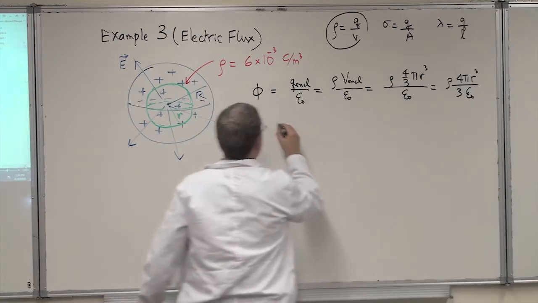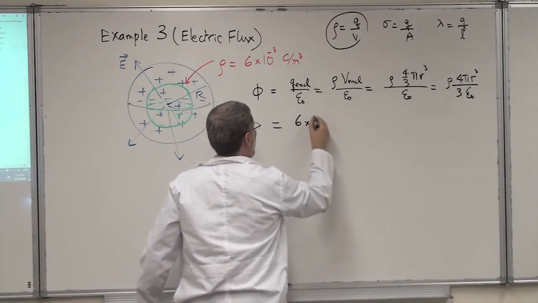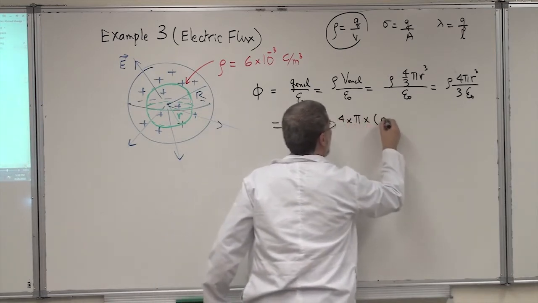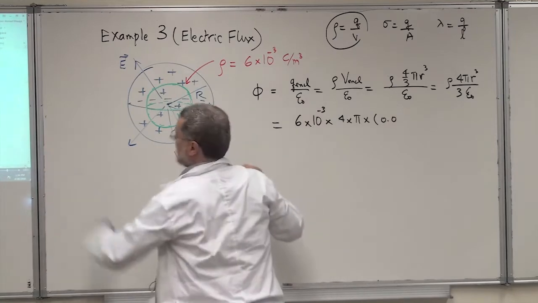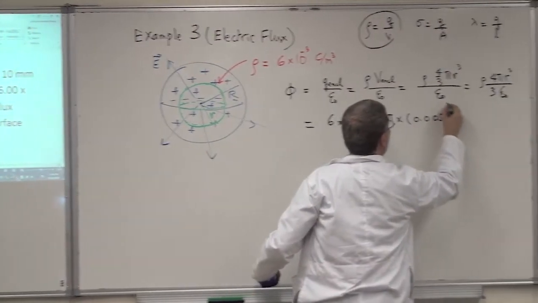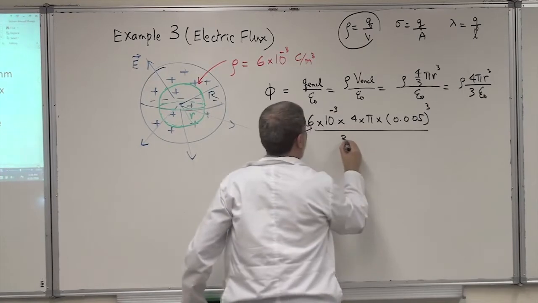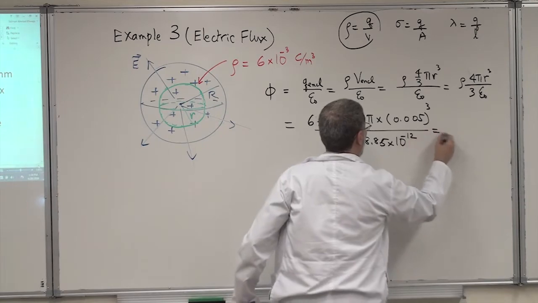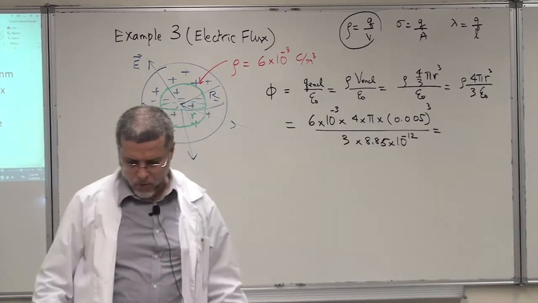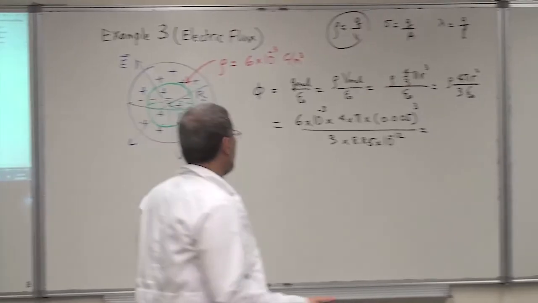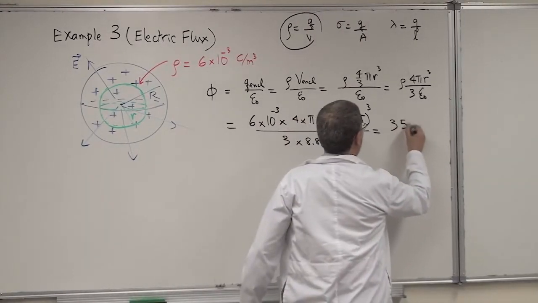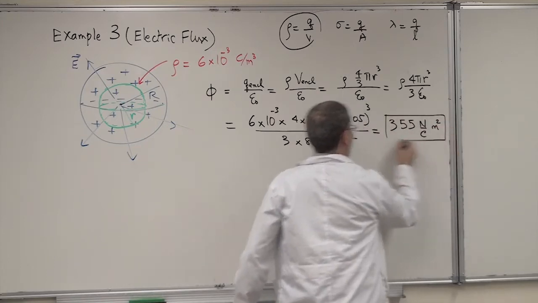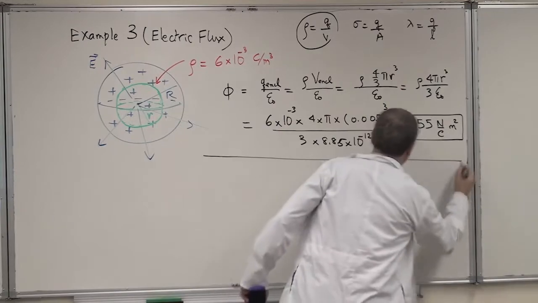So if you do the calculation correctly, rho is 6 times 10 to the power minus 3, which is given to you, times 4 times pi times 0.005 to the power 3, divided by 3 times 8.85 times 10 to the power minus 12. If you do the calculation correctly, you will find 355 Newton per kilometer square. And this is the final answer. Okay, that's the answer for that question.